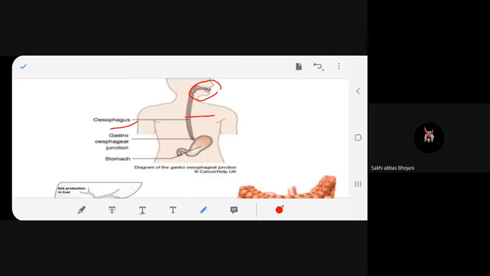This is esophagus, right? This is esophagus, and this is stomach. Is this clear? Buccal cavity, food pipe, esophagus, and stomach. Is this clear? Say something.